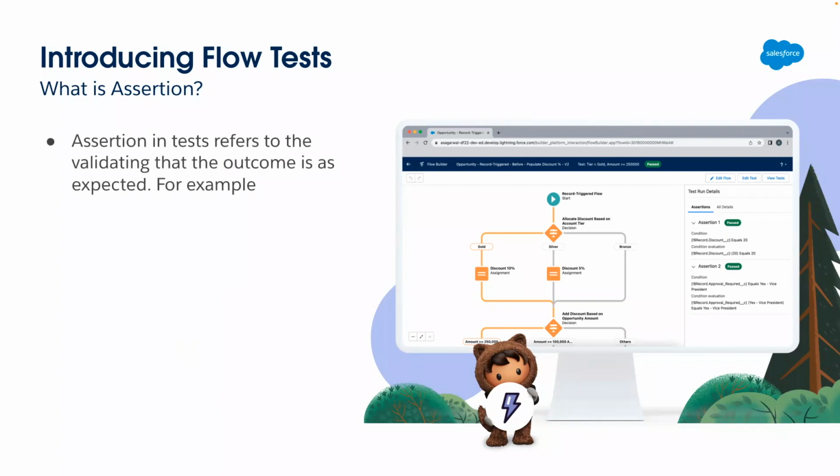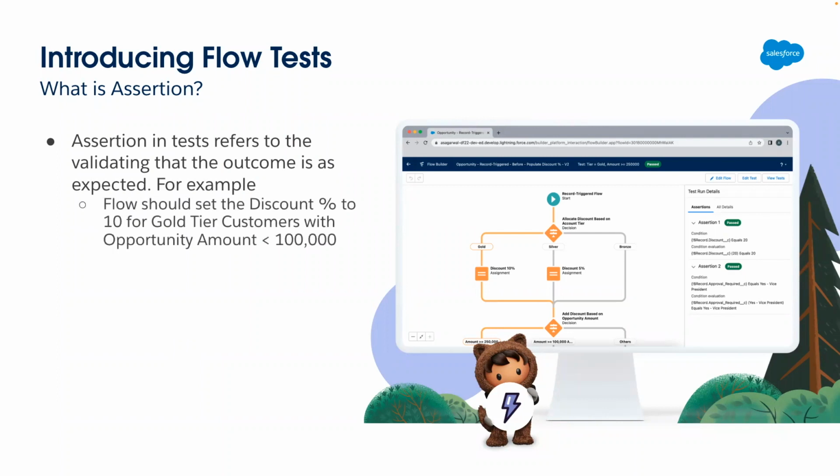Assertions in tests refer to confirming that the outcome is as expected. For example, in this flow, we are saying that when the account tier is gold and the opportunity amount is less than 100,000, the discount percentage should be set to 10.